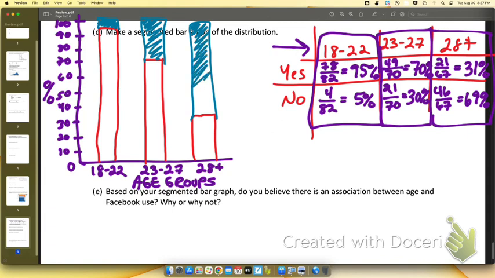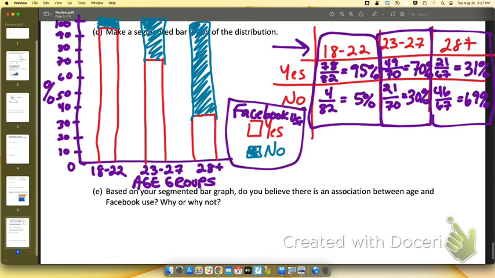And then the last thing I need to make sure I do for my segmented bar chart is to make a key. So the red box means yes, and the blue box means no. And that is for Facebook use. So there's my key. So there's my segmented bar chart, and I can answer this final question.